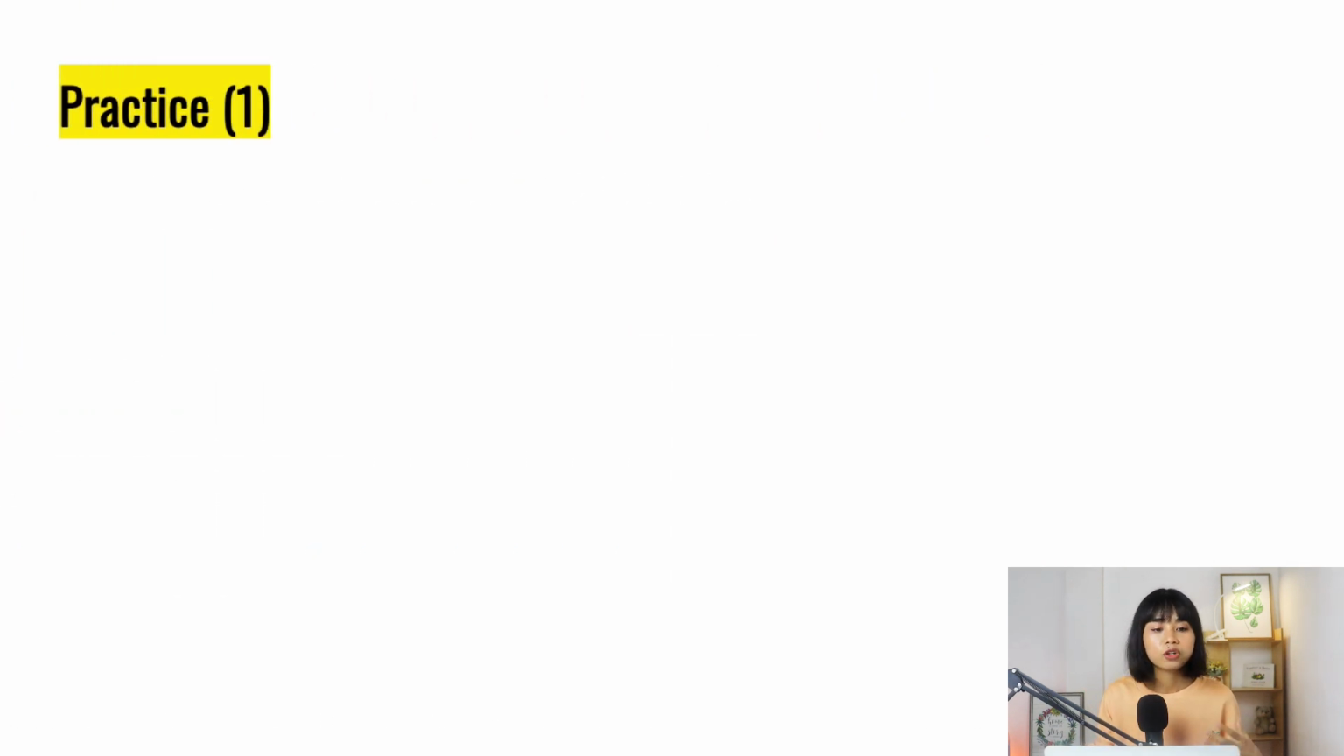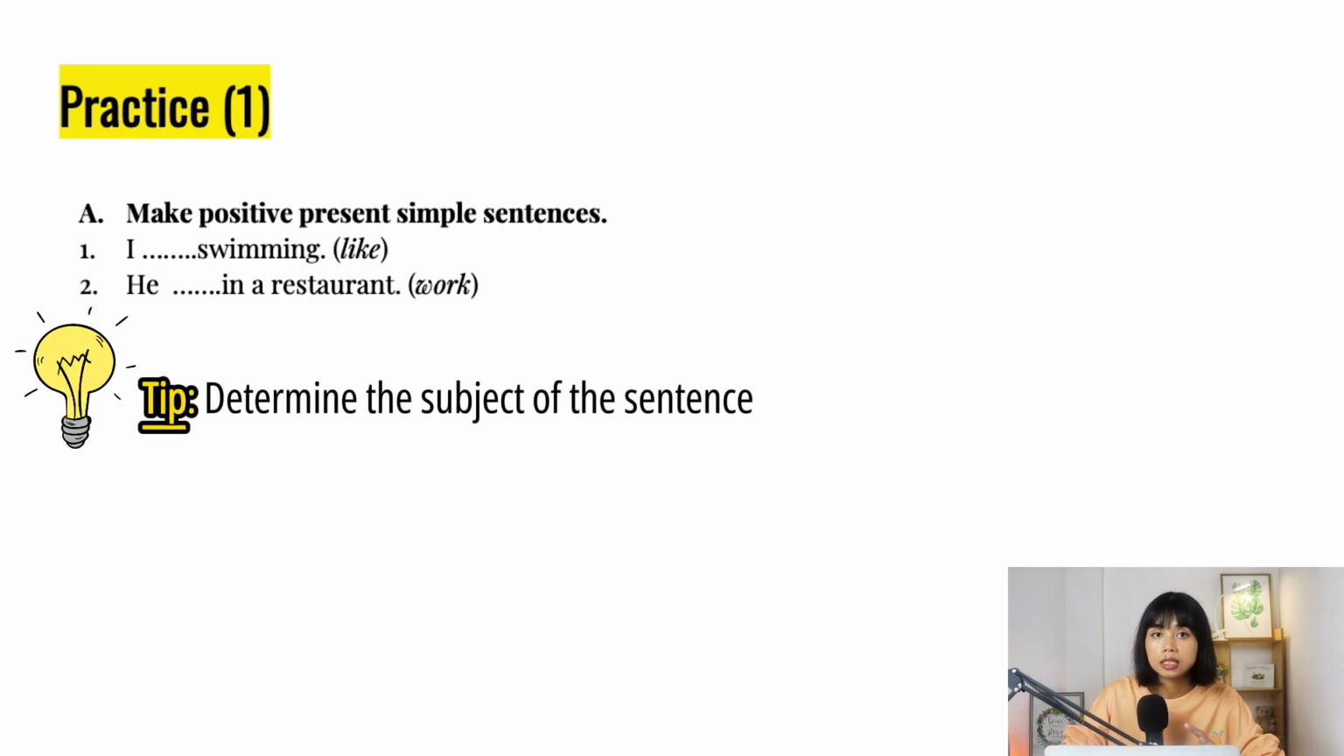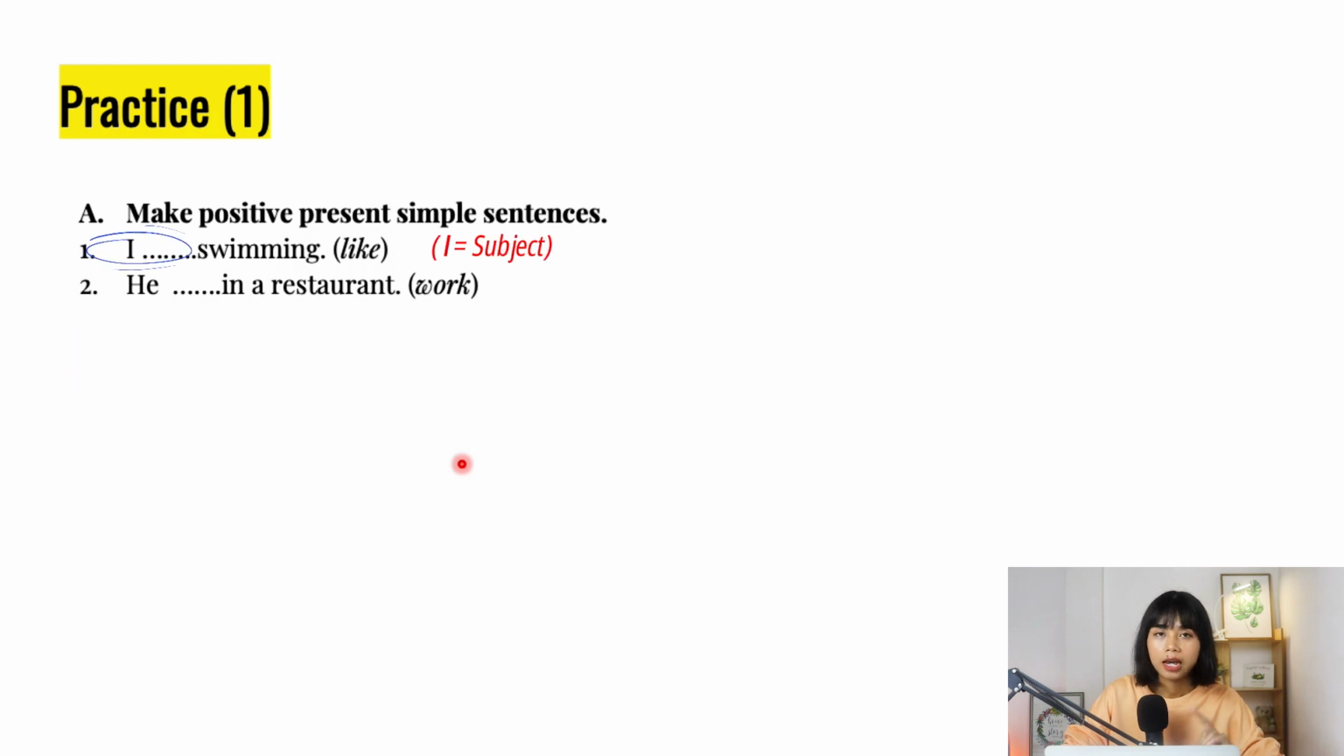In this exercise, I would like you to write the correct verb form in these positive sentences. To write the verb form, the tip is, first, you need to determine the subject in the sentence. Okay, so now in sentence number 1, can you tell me which one is the subject? Yes, I is a subject. And do you remember in the positive form, what kind of verb do we use with the subject I, you, we, or they? Very good, a base form, right?